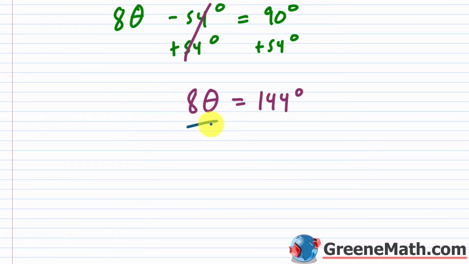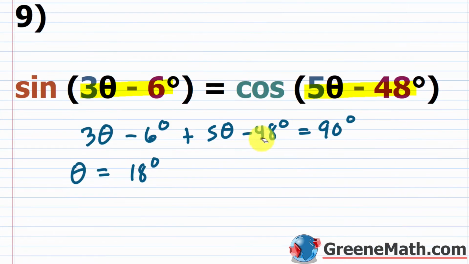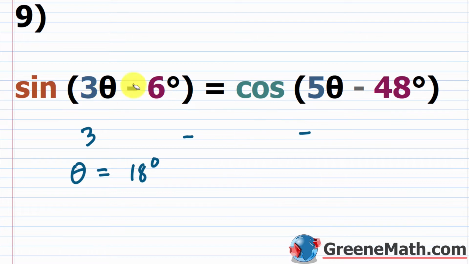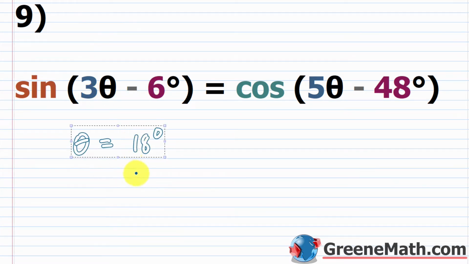As a final step, let's divide both sides of the equation by 8 so that we can isolate theta. And so this is going to cancel. And you'll have theta is equal to 144 degrees divided by 8, which would be 18 degrees. Now, what I like to do with these is come back up and check them and make sure I got the right answer. It's very easy to make a mistake with something new like this. So we're saying that theta equals 18 degrees.